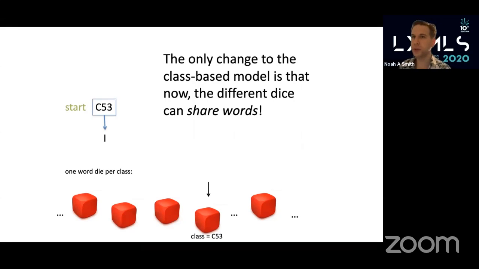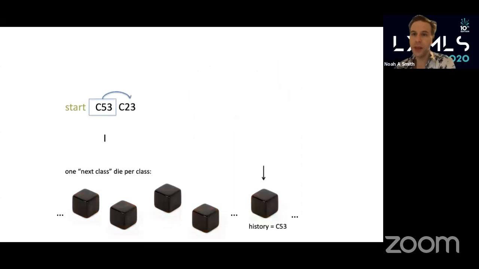And so we roll the class C53 die, and we come up with a word. The only difference between the class-based model that we had earlier in the last section and this model is that now the different dice can share words. And so every word could potentially be written on every die. And so when you see a word, you don't automatically know which class it's associated with, or which state generated it in the HMM language.